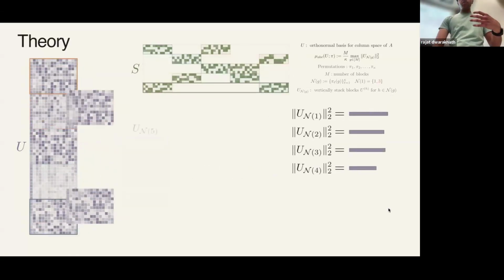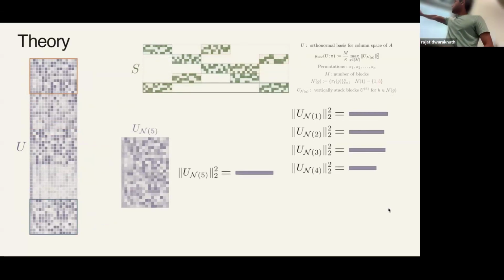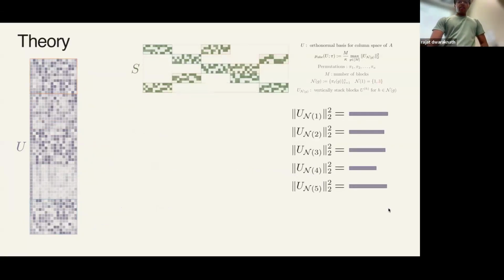So the intuition here is you should think of these neighborhoods as sets of coordinates, and this energy being like how much of my column space, the subspace, is contained in these neighborhood coordinates, right? And then this max is basically saying which neighborhood does my subspace have the most amount of energy in, right?